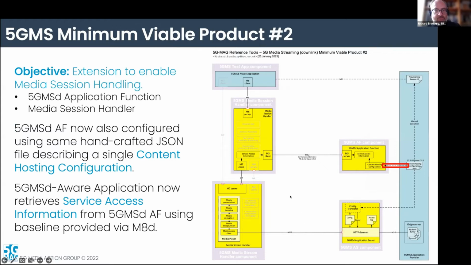The key thing that's different from the previous MVP is that now we've got the application function and the media session handler in place. And what we do is we use the same content hosting configuration file just to configure up the application function. So it keeps it straightforward. It's just a shared configuration file between the two. And having done that, we can then make this service access information available via this M5 reference point directly to the media session handler.